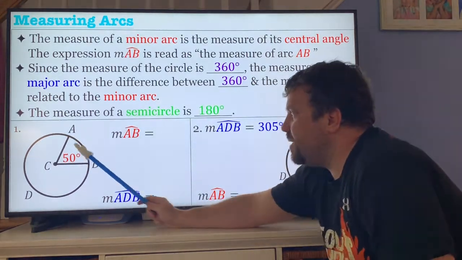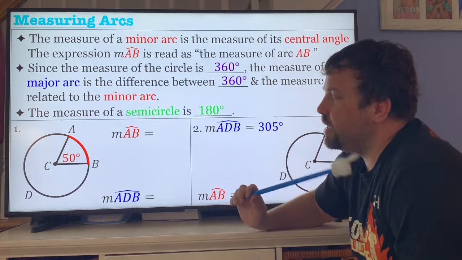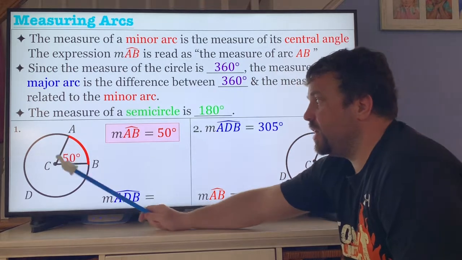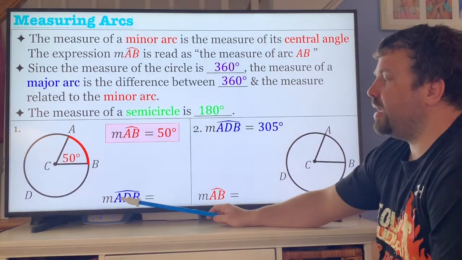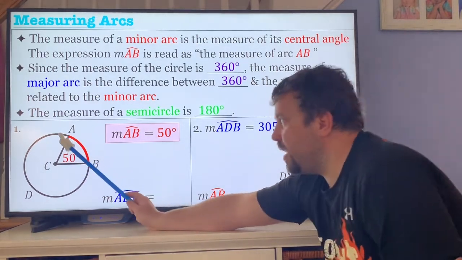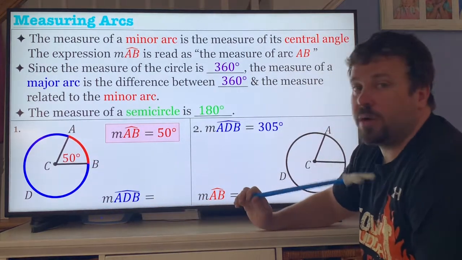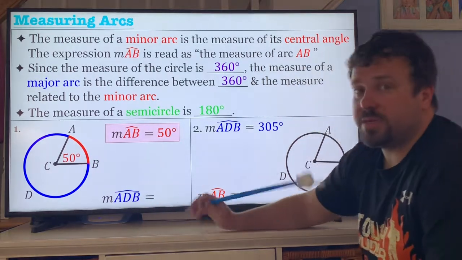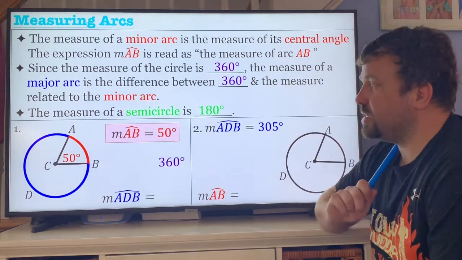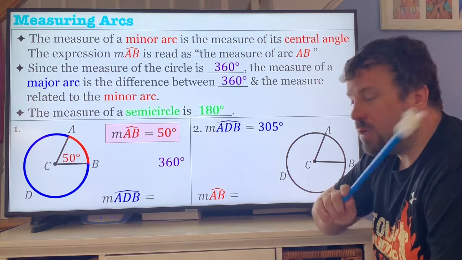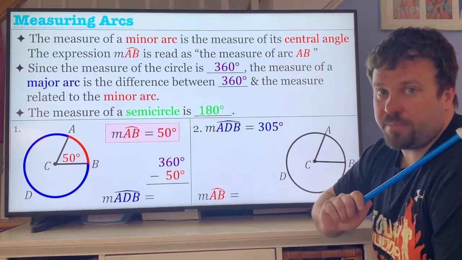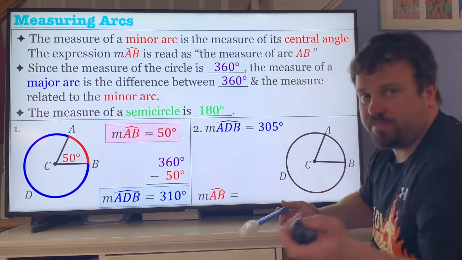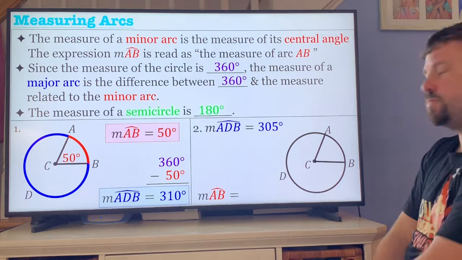What is the measure of AB? Now, AB is this arc right here. If you said 50, you were correct because it's the measure of the central angle. Now, how do we find the measure of ADB? Well, you look at A to D to B, that blue arc right there. Since these both add up to the whole circle, which is 360, you take 360 and subtract 50. When you do that, you get exactly 310 degrees. Easy as pie. Why don't you guys attempt number 2?